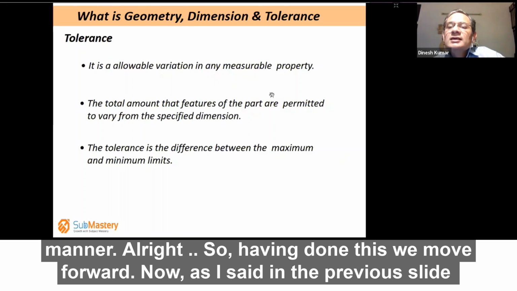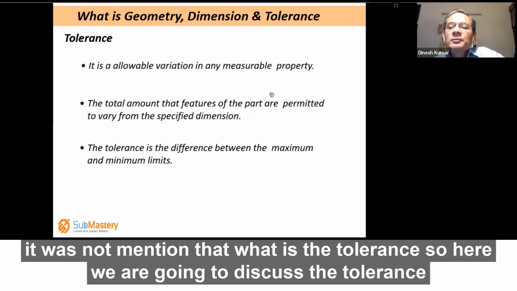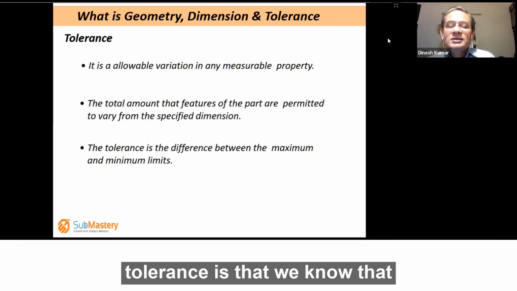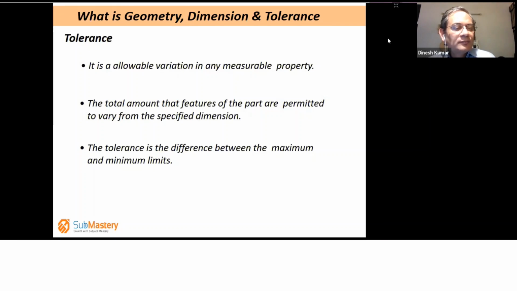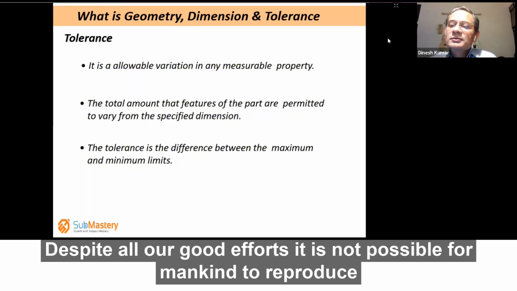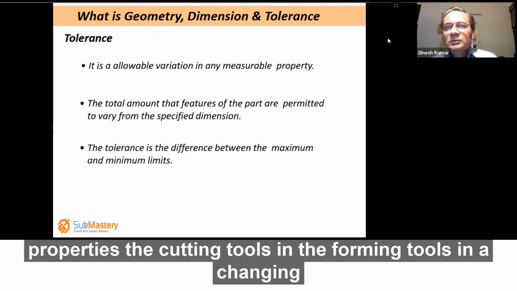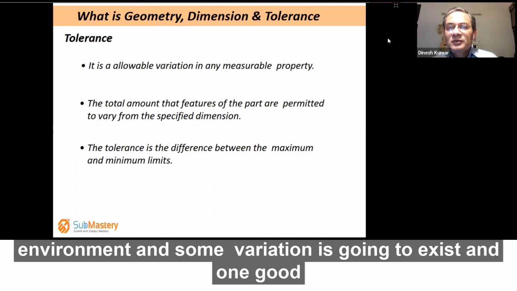Now, as I said in the previous slide, it was not mentioned what the tolerance is. So here we are going to discuss the tolerance. What is the origin of tolerance? The origin of tolerance is that we know that despite all of our good efforts, it is not possible for mankind to reproduce each part exactly the same due to certain variation in the material properties, the cutting tools and the forming tools, machines, environment and so on. Some variation is going to exist.